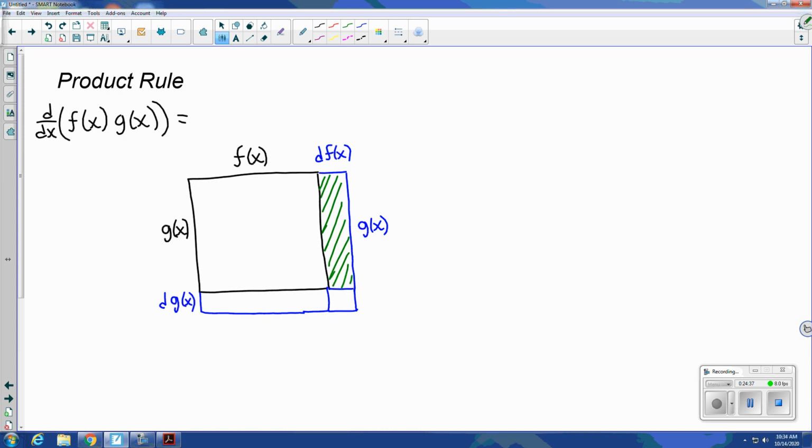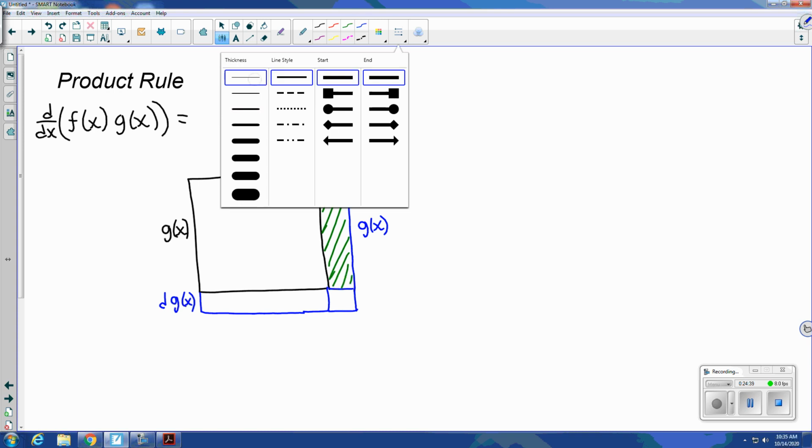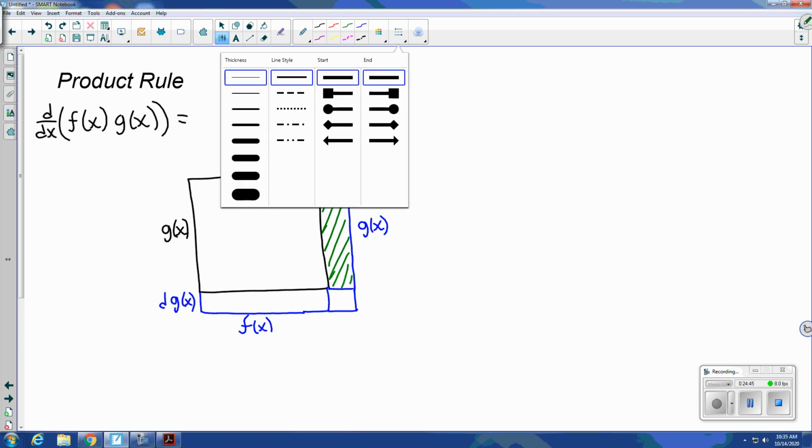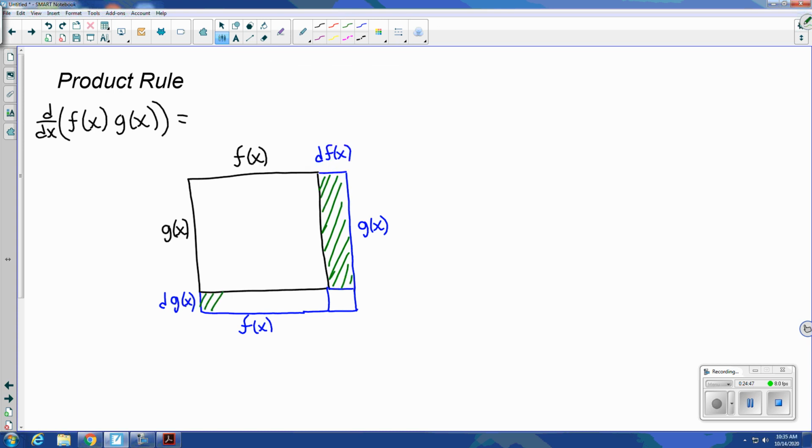If we multiply dg of x times f of x, we'll get the area of that horizontal rectangle below. And then we have this tiny square, which we can see is df of x times dg of x. So let's write that into our derivative formula. And I'm going to write this off to the side so we have more room to manipulate it eventually.